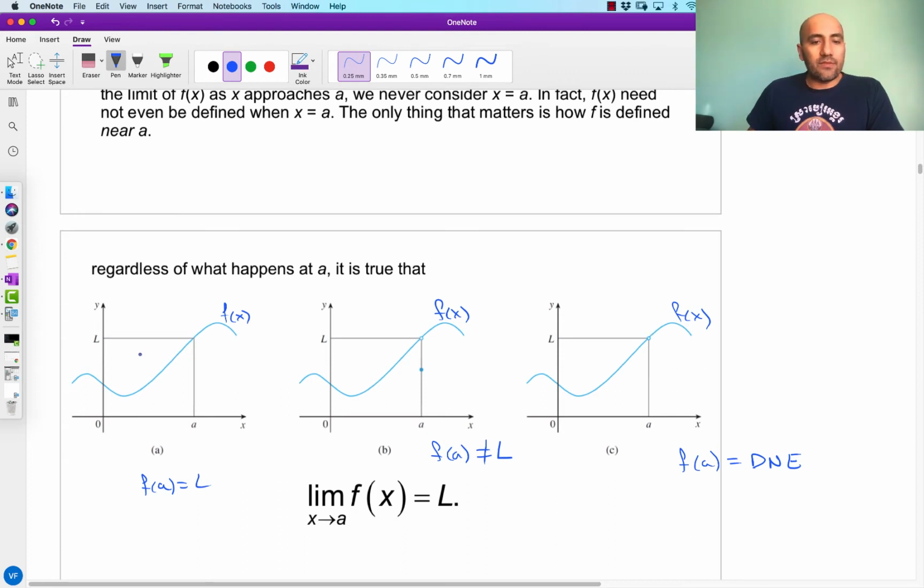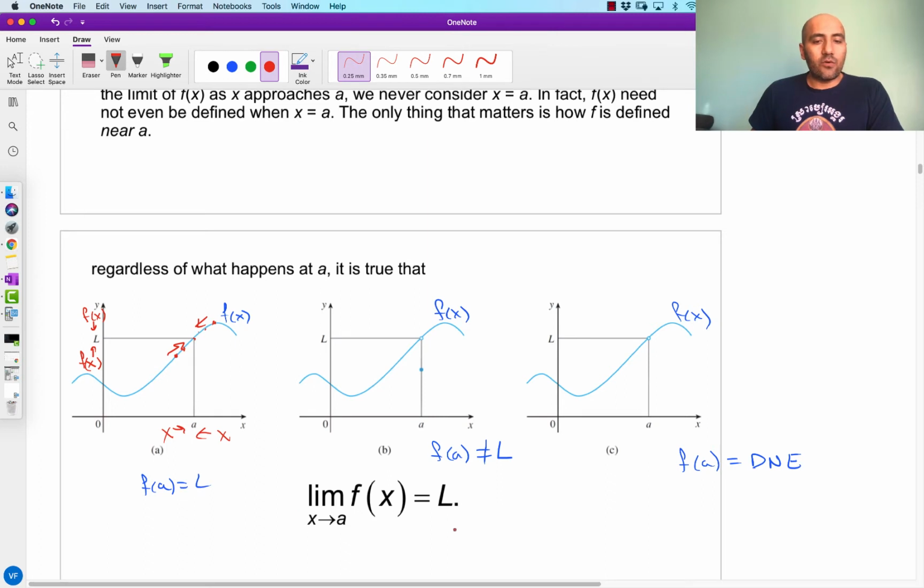No matter what happens, no matter which one we're talking about, the limit is going to be the same for all three cases. We don't care about the value of the function at a when we're trying to consider the limit. As x gets closer and closer to a from either side, we see that the output values are going to get closer and closer to capital L. So the output values of f of x will get closer and closer to L.